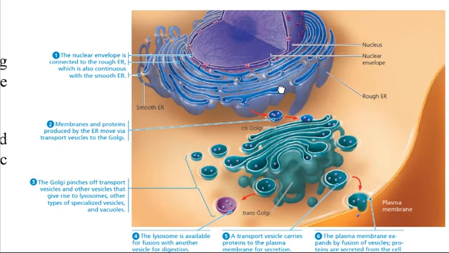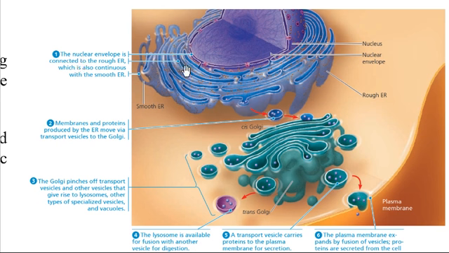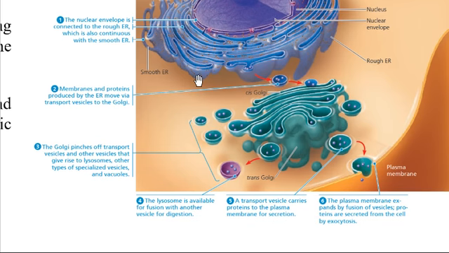So, the nuclear envelope is connected to the endoplasmic reticulum, the rough endoplasmic reticulum, which is also continuous with the smooth endoplasmic reticulum. Membranes and proteins are produced on rough and smooth endoplasmic reticulum. Then they travel in vesicles to the Golgi apparatus. In the Golgi apparatus, these membranes are further modified. They are given final touches, they are packaged, they are tagged, and then they are sent towards their destiny.